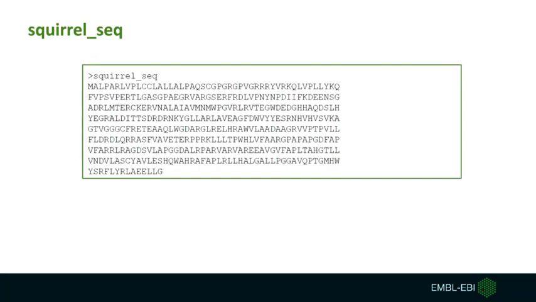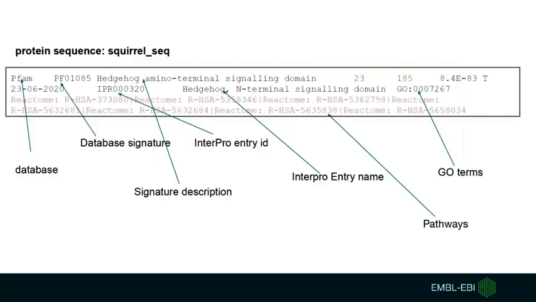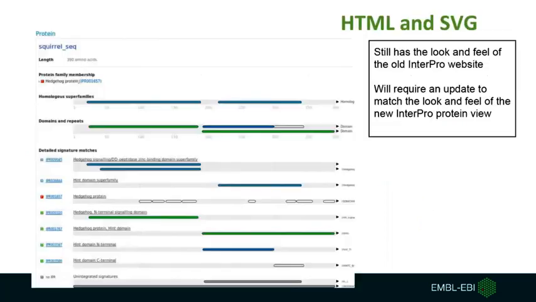Okay, now I will look at different output formats, and in this case, I will use the sequence that I had before. If I run this sequence against InterProScan, it gives me more information than what I had with the SARS-CoV-2, because it also gives me the pathway information that is associated with the particular match. So as you can see, all the information in red is pathway information that would be useful.